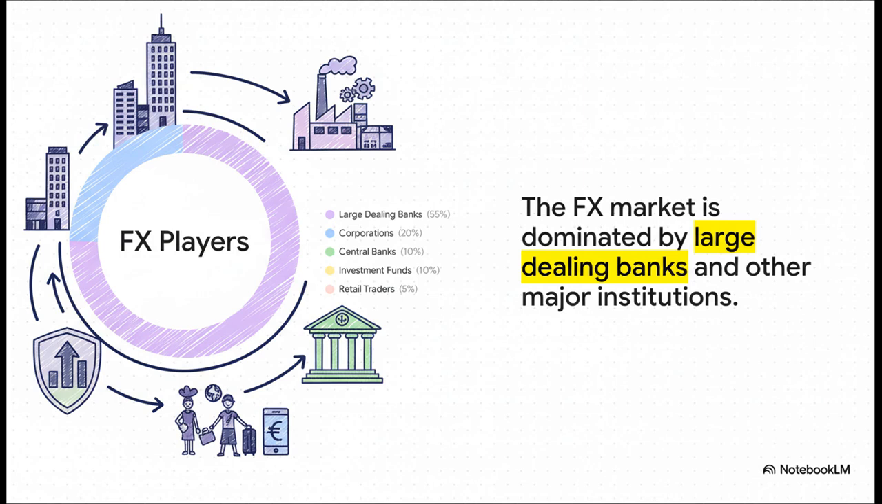So who's actually in this market? This chart breaks it down perfectly. And look at this. The big banks, they're running the show, handling more than half of everything. Then you've got corporations, central banks managing their reserves, and big investment funds. And see that tiny little slice down there? That's retail traders. That's us, swapping money for a vacation. It's a stark reminder that this game is dominated by huge institutions.